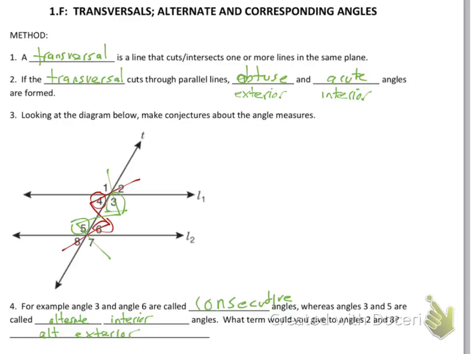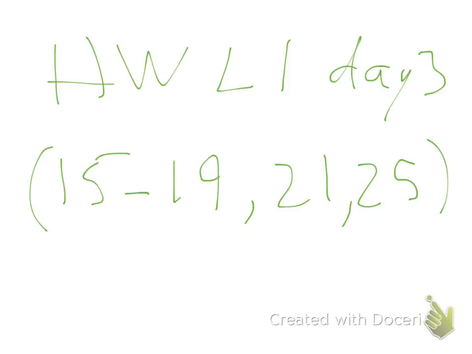Corresponding needs to go on the next page. What page is it? Same page? This is the same page, page 24. Oh. No, sorry. Hold on.